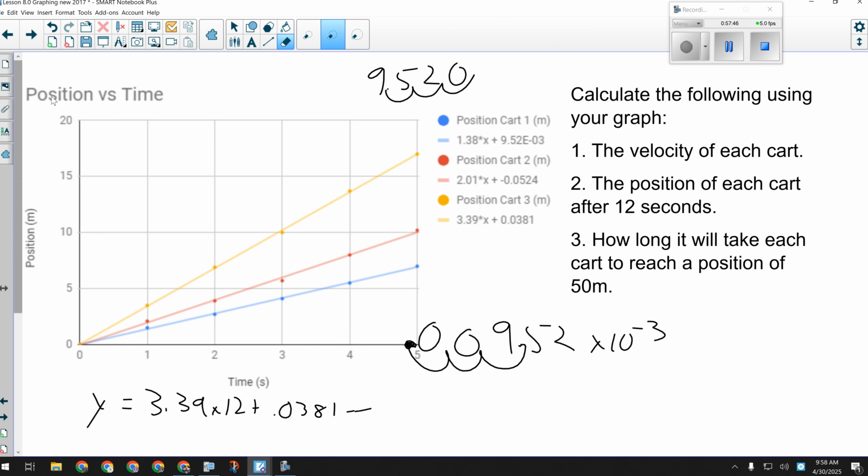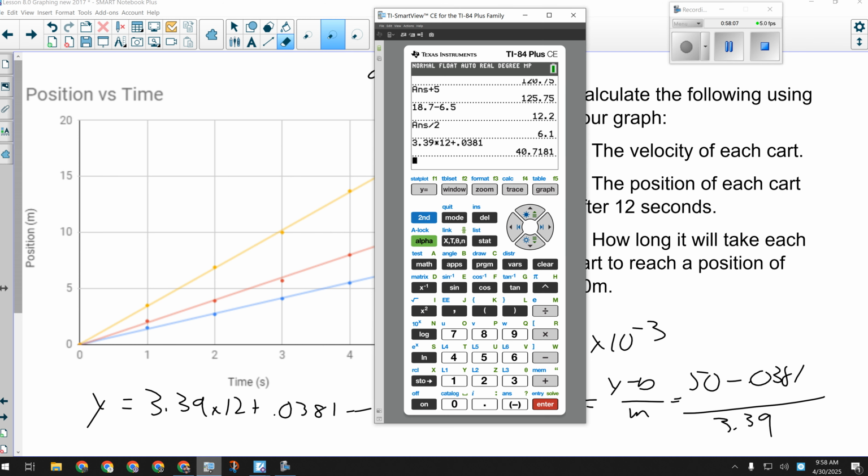And then for x, how long will it take? Sorry, for number 3, that is x, how long will it take? Y minus b over m. Okay, 50 meters minus 0.0381, right, divided by m, which was 3.39. Now, here's where you have to be careful. You have to do the top before you do the bottom. That means you have to press enter. Okay, you have to go 50 minus 0.0381, enter, and then divide that by 3.39. If you don't do that, it's not going to come out right. Right, so you get 14.7 seconds.